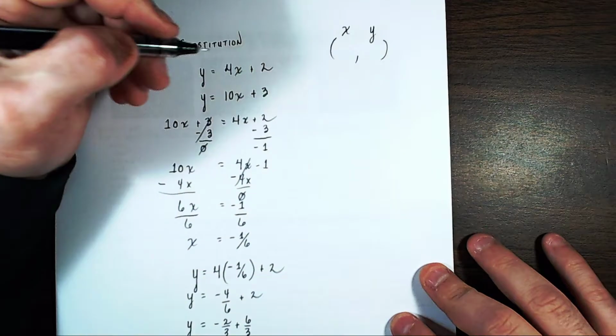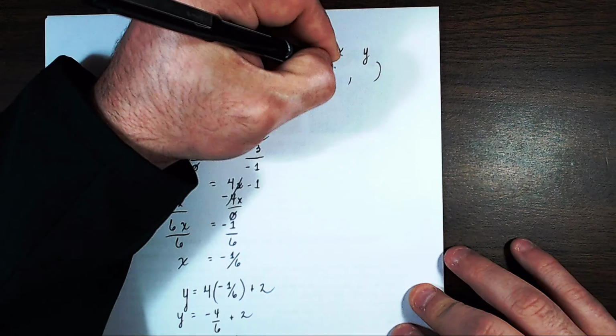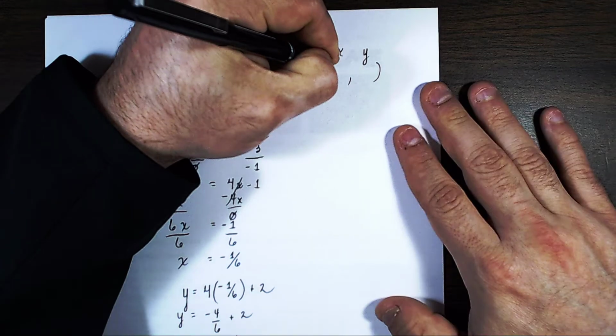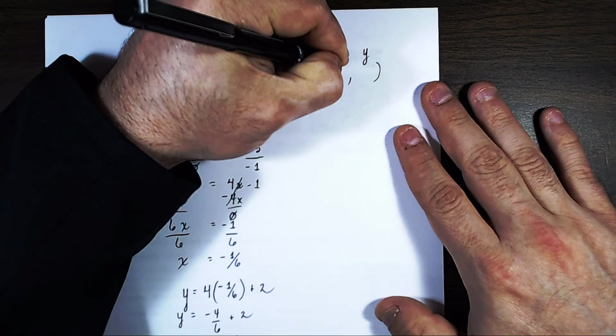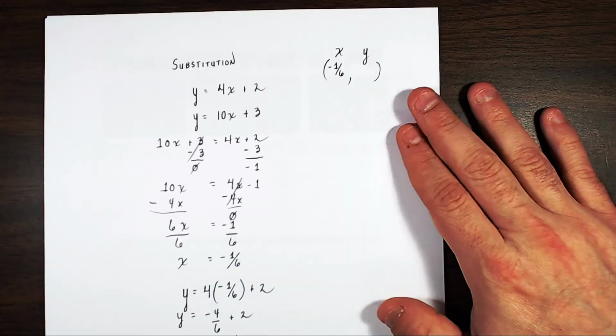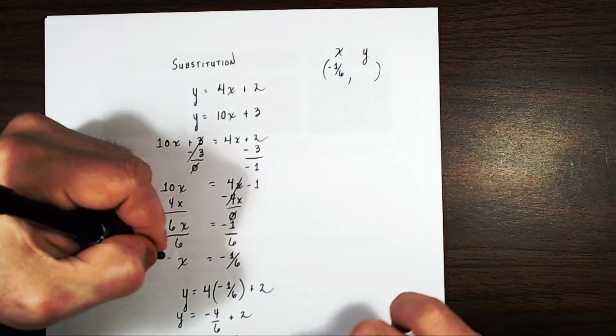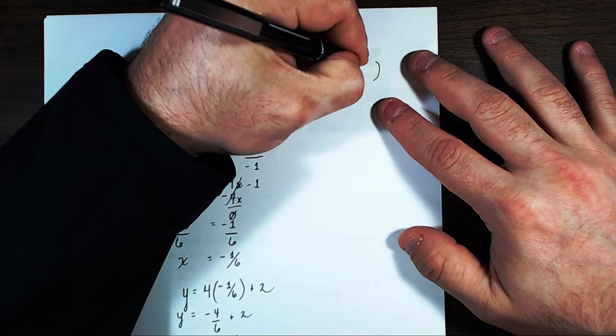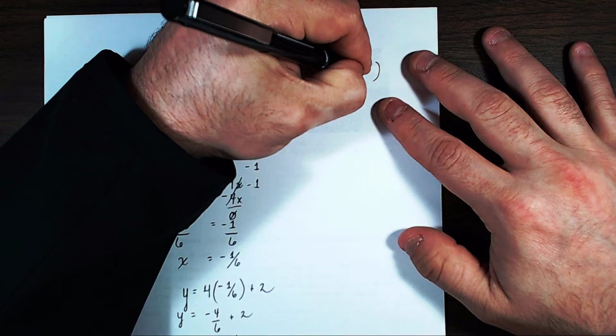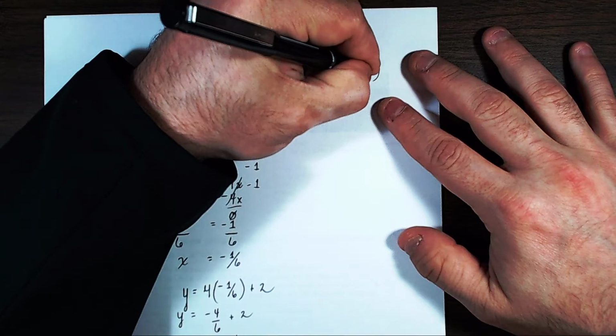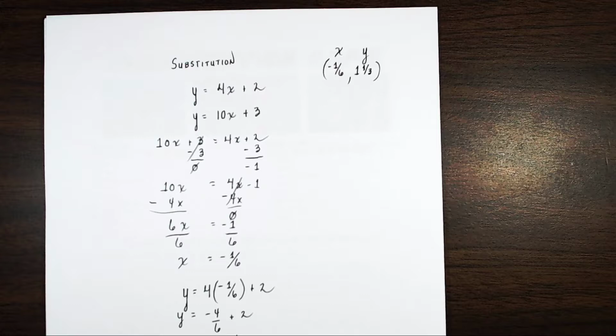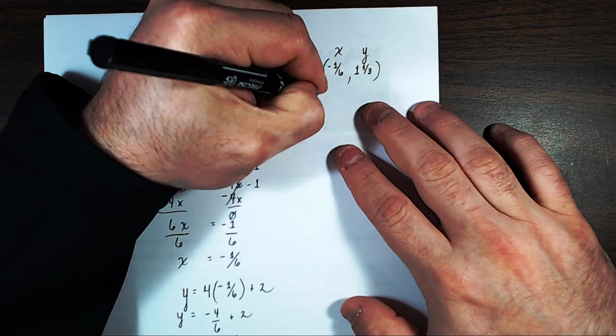So my x value up here was minus 1/6, and my y value was 1 and 1/3, or 1.333 repeating forever. So that is the intersection point.